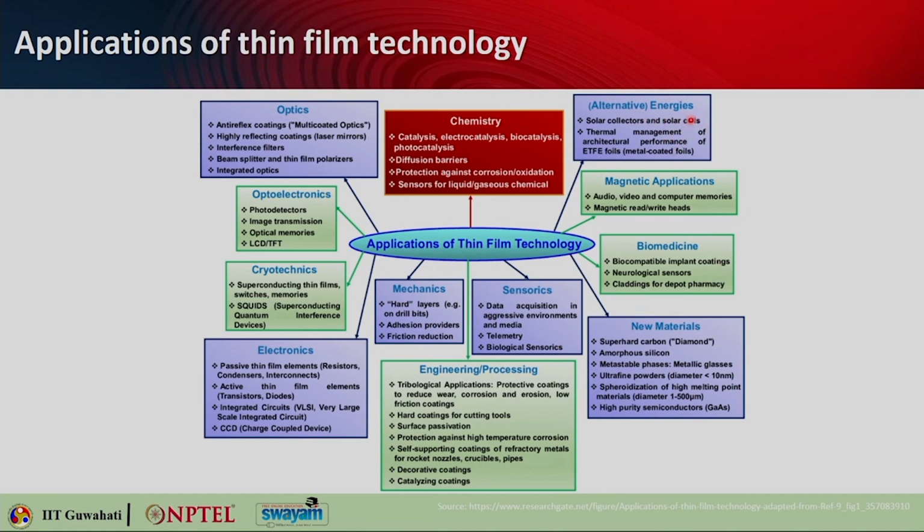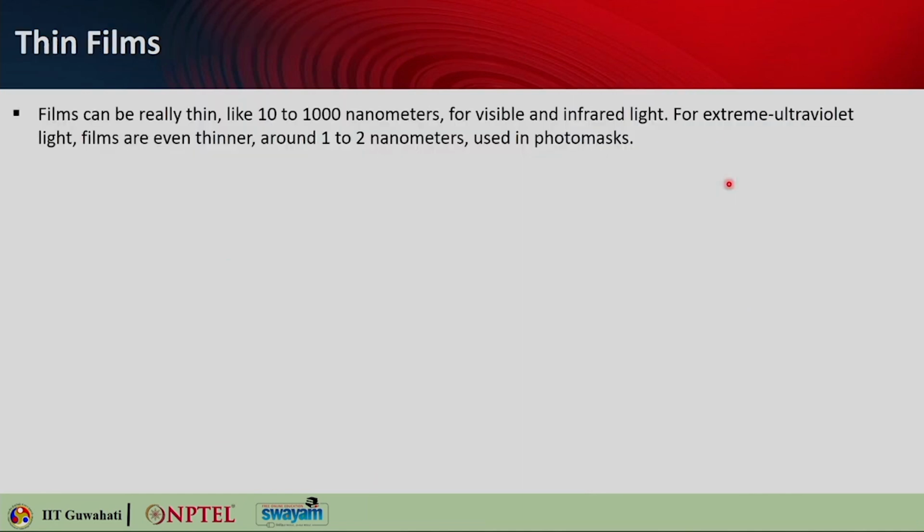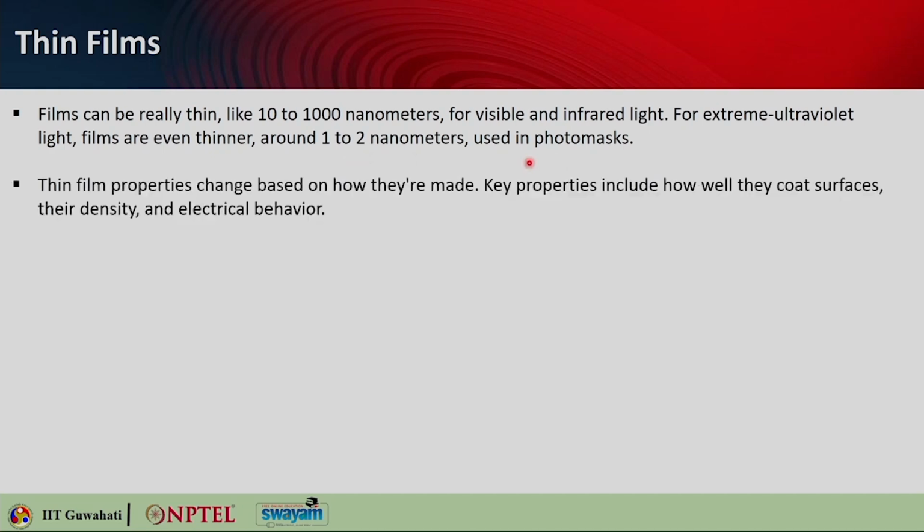They can be used for alternative energy or green energy, something like in solar collectors or solar cells and so on. As I mentioned earlier, these thin films can be really thin, from 10 to 1000 nanometers. So, typically 10 nanometer to 1 micron, that is what we call thin films. These are for visible and infrared light, and for extreme UV light the films will become even thinner, because extreme UV light has a very short wavelength, and in that case you can actually use thin films of 1 to 2 nanometer thickness, and these are typically used in photomasks. We will come into this. So, right now just keep these new terms in mind. We will discuss these new terms soon in this lecture or in the subsequent lectures.